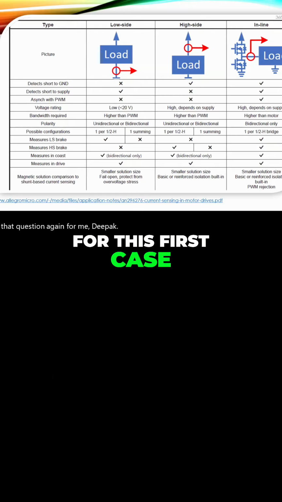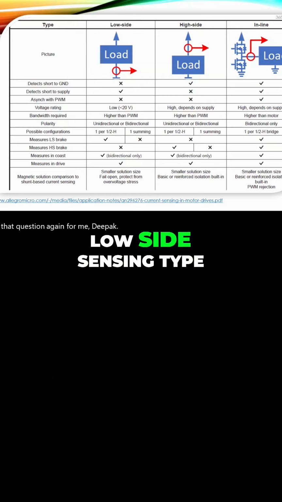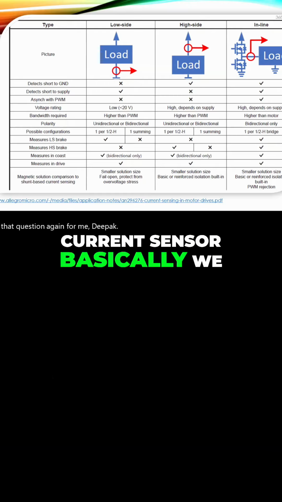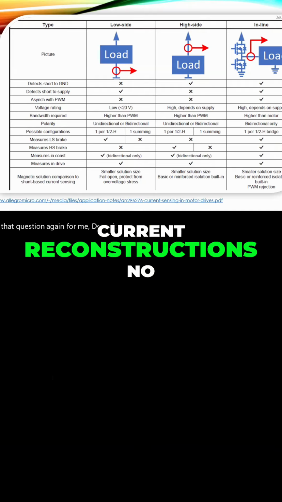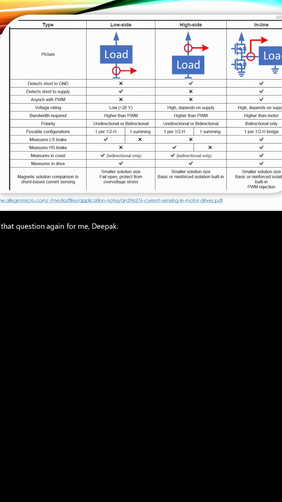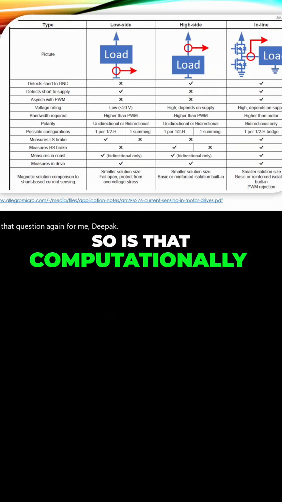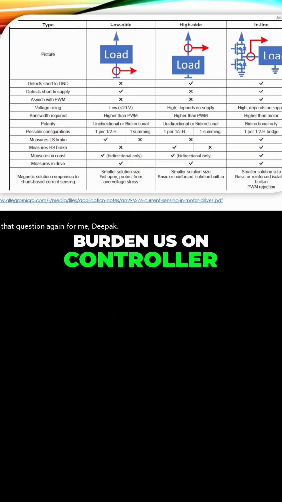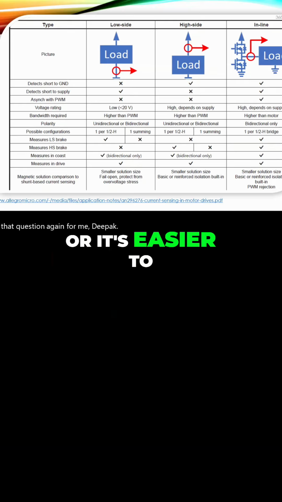For this first case, if you see low side sensing type current sensor, basically we'll have to do current reconstruction, no? Yes. So is that computationally burdensome on the controller, or is it easier to implement?